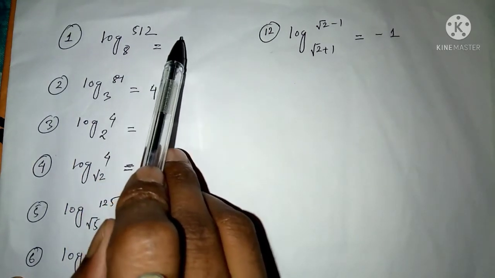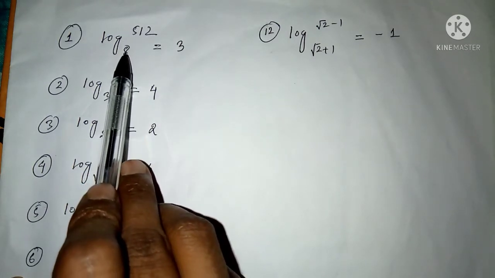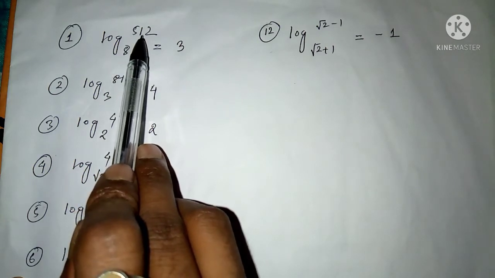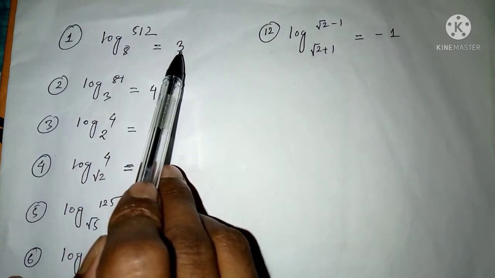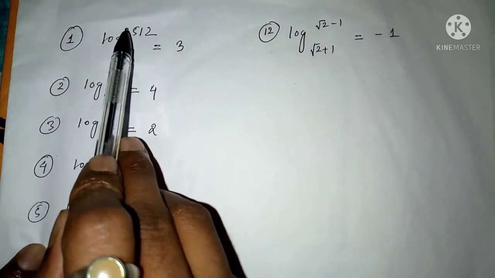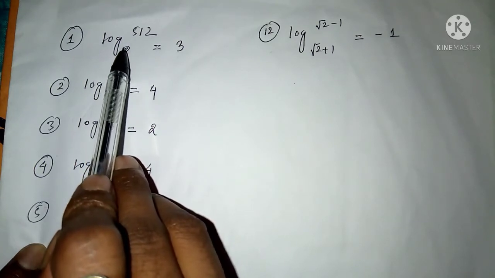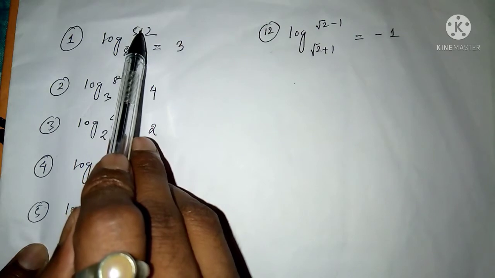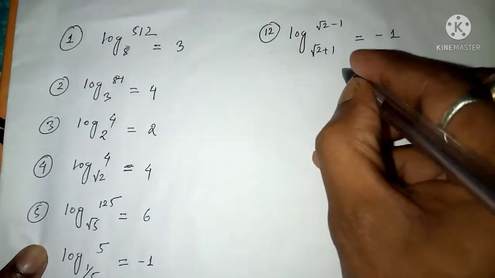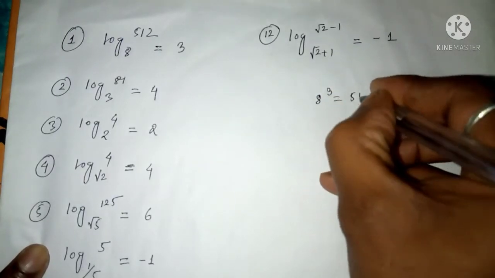Now actually why this answer is 3, which means the way you are writing, what power of 8, what power of 8 gives us 512, it is 3. For your convenience, I am repeating it again. Writing in this format means what power of this base 8 gives us 512. So the answer is 3, because we know 8 cube is 512.